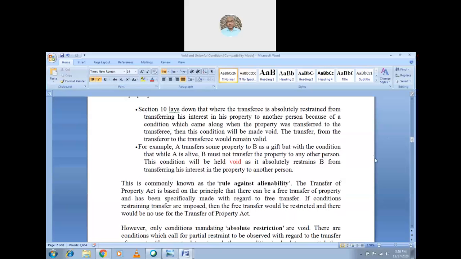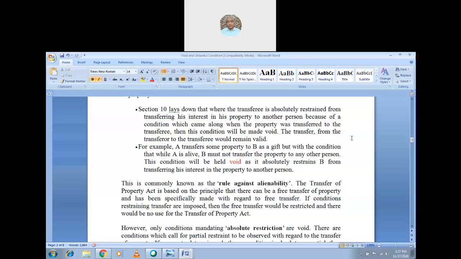Suppose a condition is put which is said to be void, at that instance the transferee would get the transfer of the property, but the condition is void. That is what Section 10 says. For example, A transfers some property to B as a gift, but with the condition that while A is alive, B must not transfer the property to any other person. This condition will be held void. That's why we say it is void. Whenever a gift is given, you are not supposed to keep any condition, because the gift itself is without any consideration that you are giving.